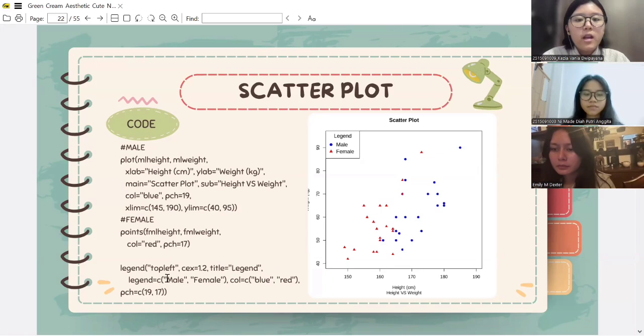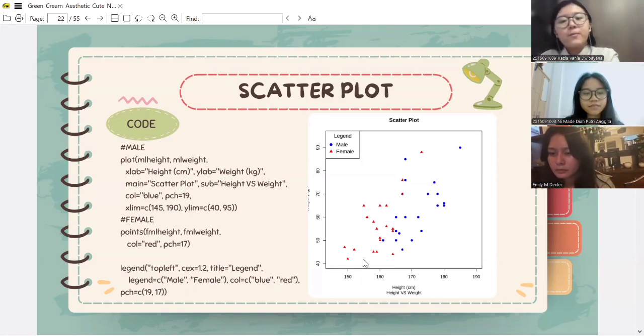The first line is male with pch 19 filled with the color blue next to it. And the second line is the text female with pch 17 filled with color red next to it. Now let us observe the graph.